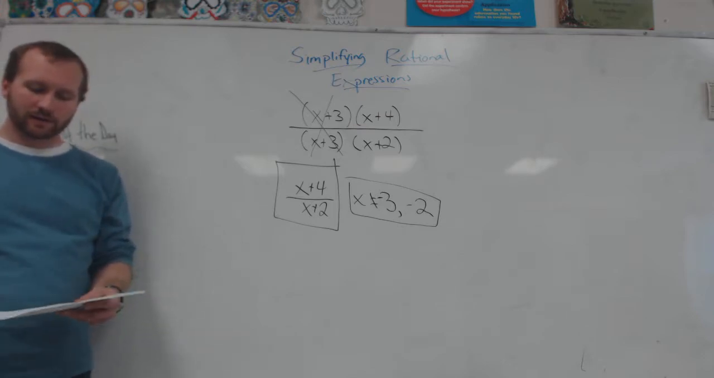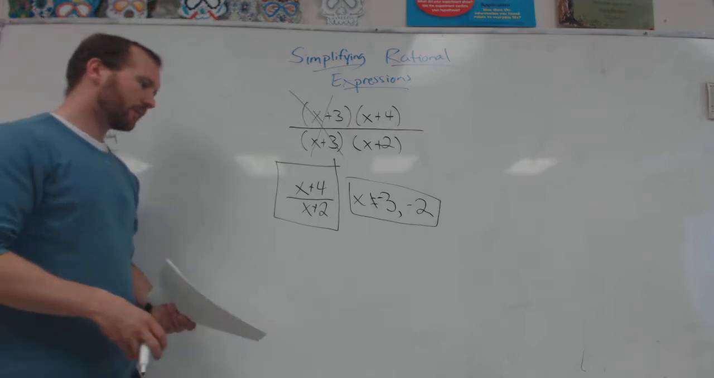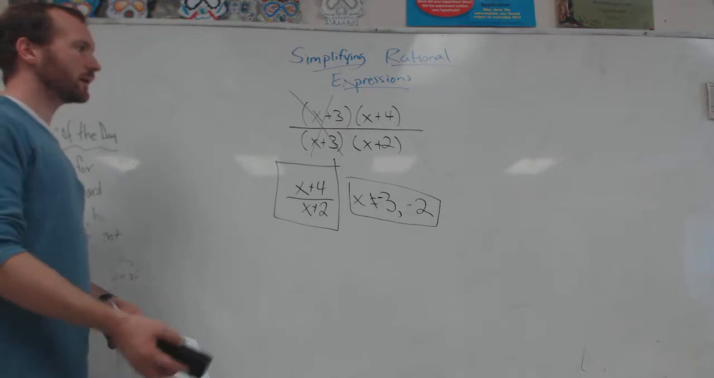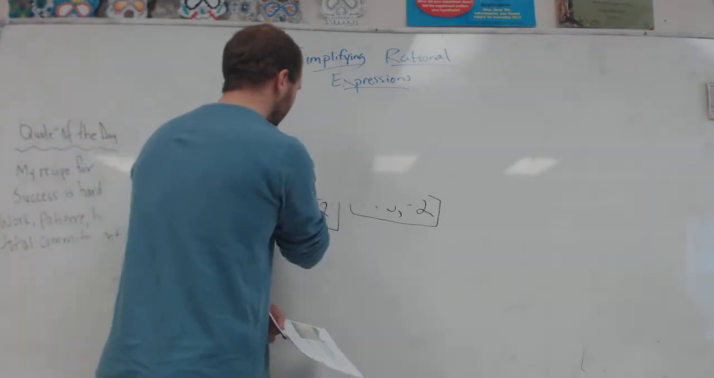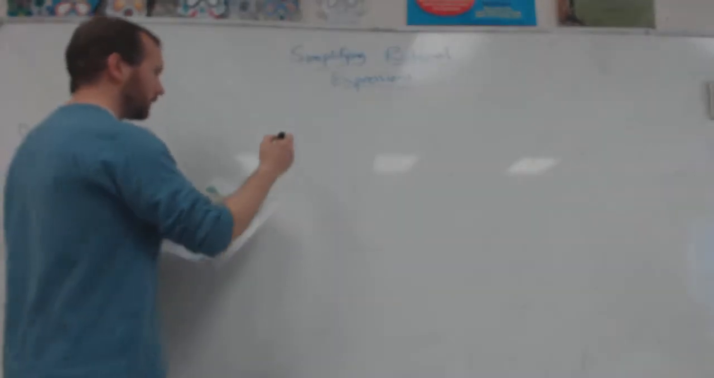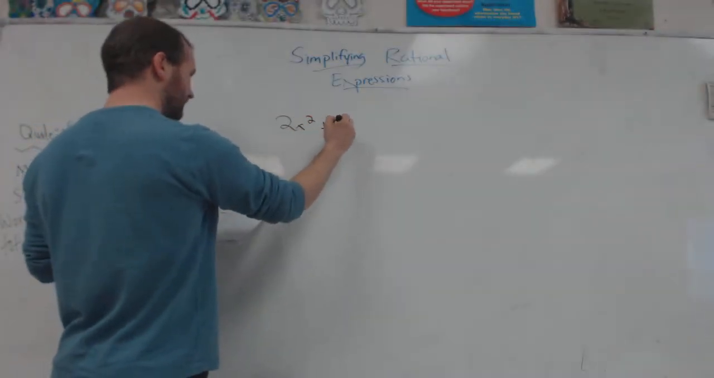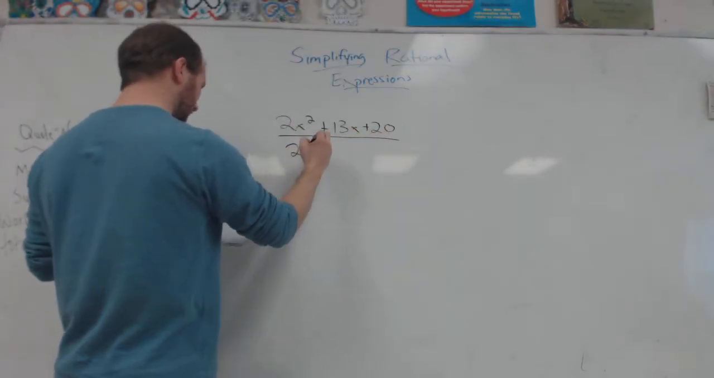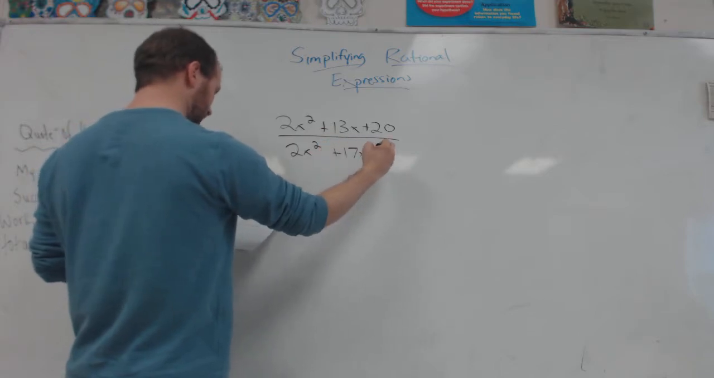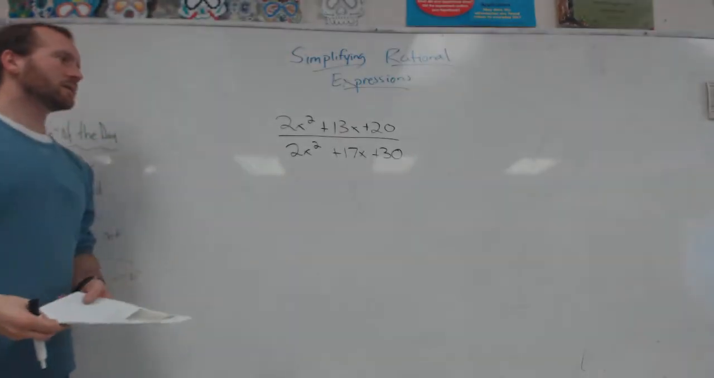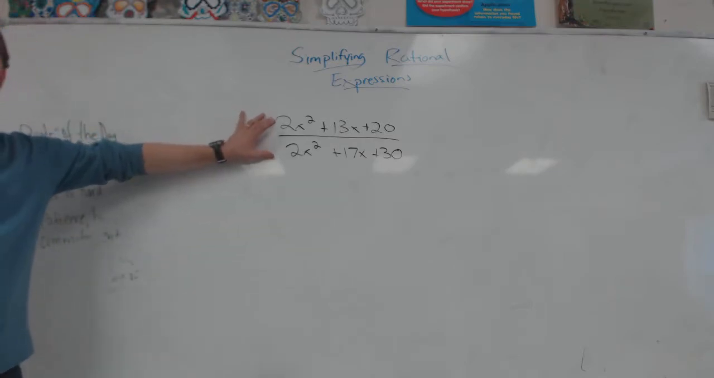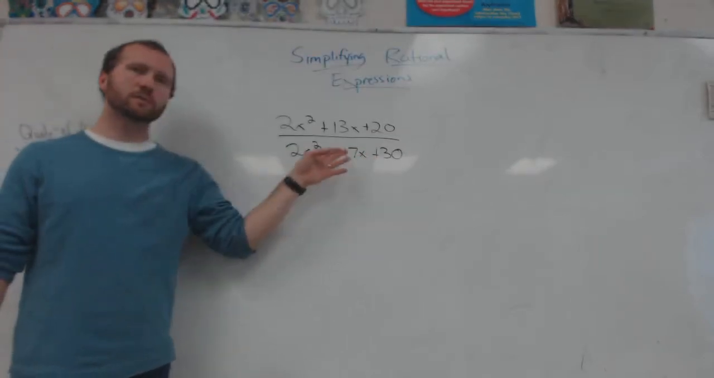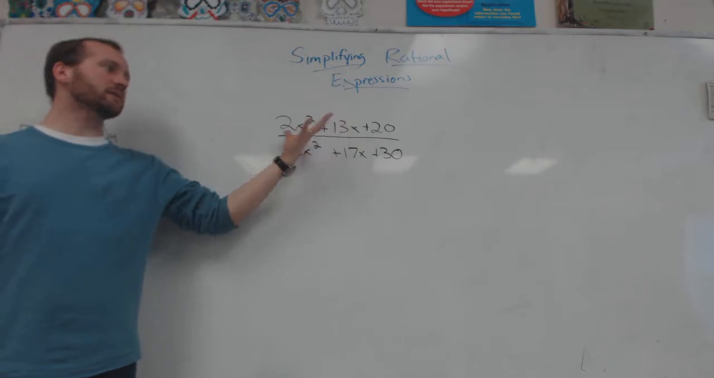Okay, but typically when you see problems like this, they're not going to be nice and pretty like that. They're going to usually look more like this: 2x squared plus 13x plus 20 over 2x squared plus 17x. As this is, the only way I could cancel is if this entire thing was the same as this entire thing, because I have terms here. So I only have one factor, and that's the whole thing.